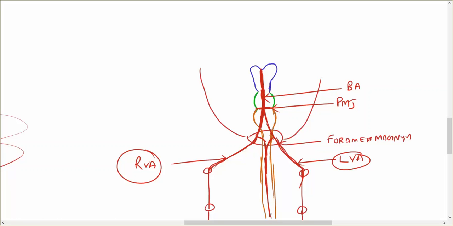So what is this? This is the anterior spinal artery. Okay. So remember this anterior spinal artery, when they are coming from the vertebral artery, they have a good volume of blood. When they go down, the volume of blood will be reduced.